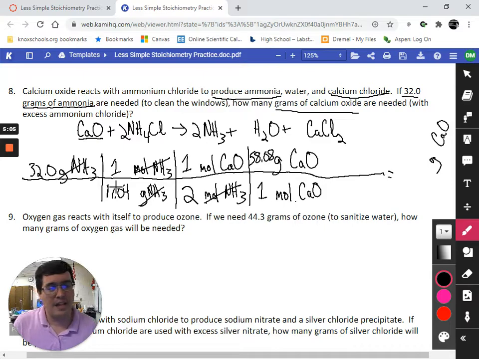58. Wait a minute, that's not right. It should be 56. Sorry about that, folks. 56. Let me correct my issue there. There are no mistakes. They're just happy little accidents. 40 plus 16 is 56, not 58. I don't know where I got that from.